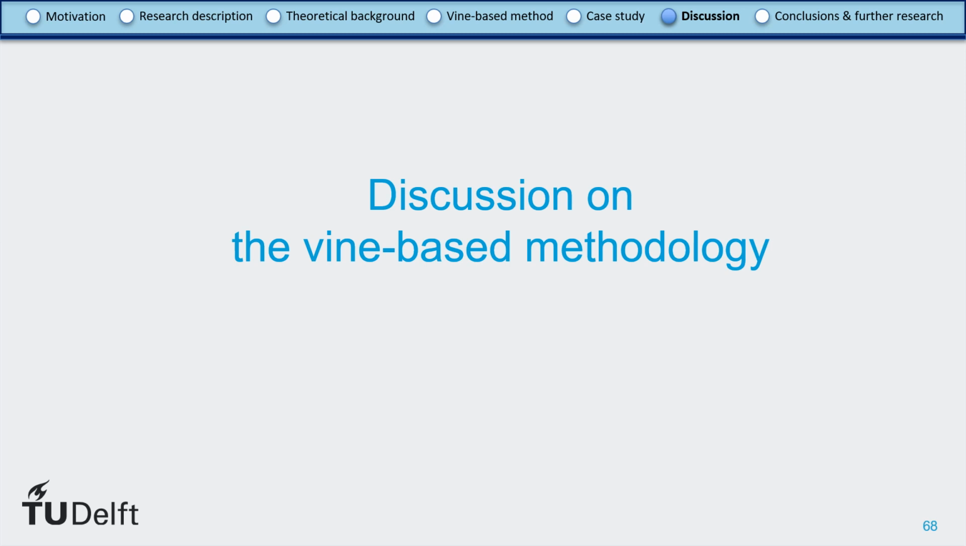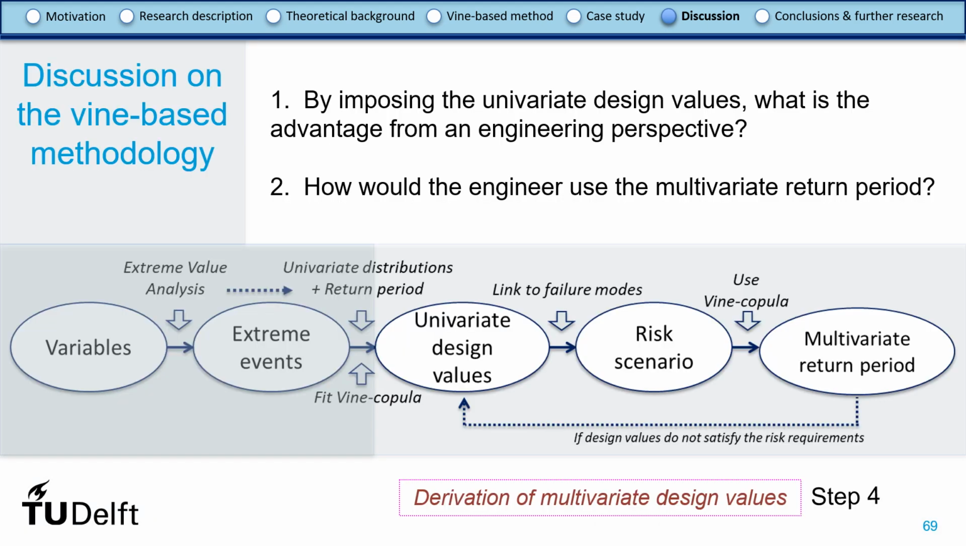Now that you have been introduced to the vine-based methodology and the theory and how this methodology can be applied in practice, I would like to discuss some points that I found interesting during this research. The first one: from all the steps of the methodology, I feel that step 4, the derivation of the design values, is the one that can lead to more interesting discussions. Because, for example, by imposing the univariate design values, what is the actual advantage from an engineering perspective? And then, how would the engineer use the multivariate return period at the end?